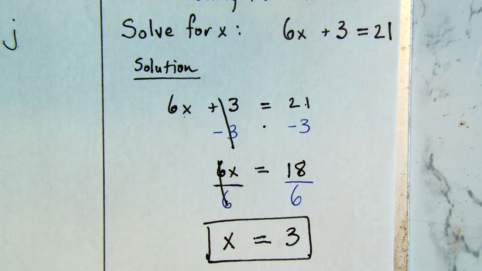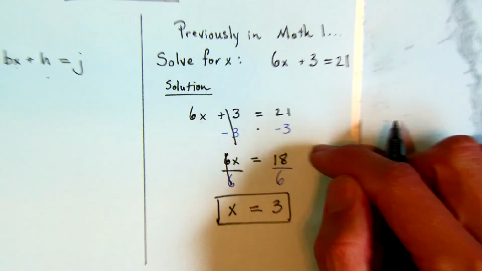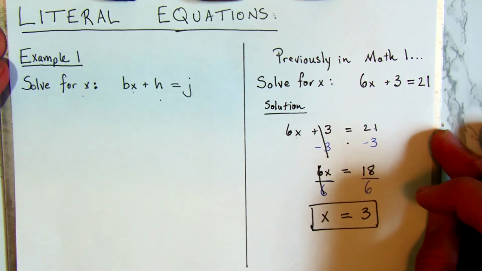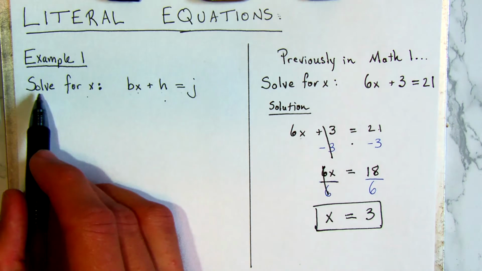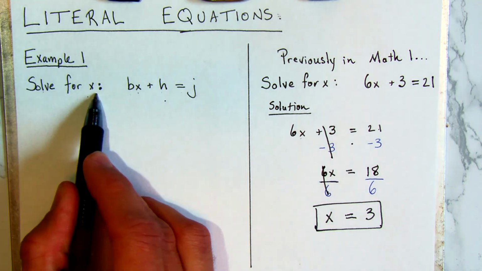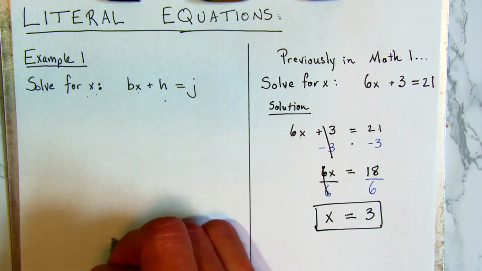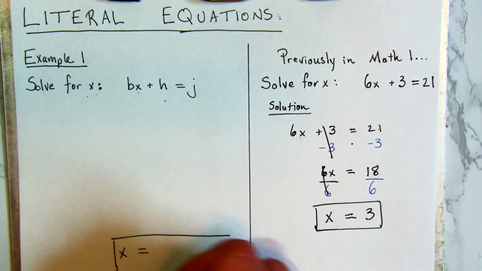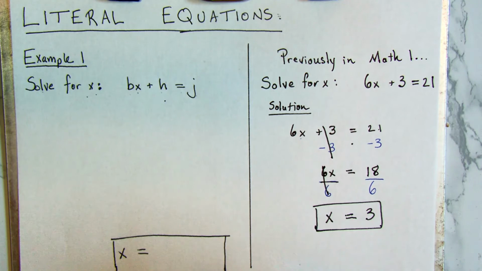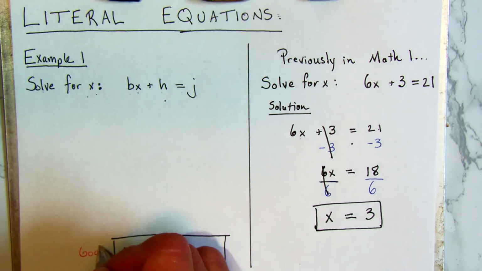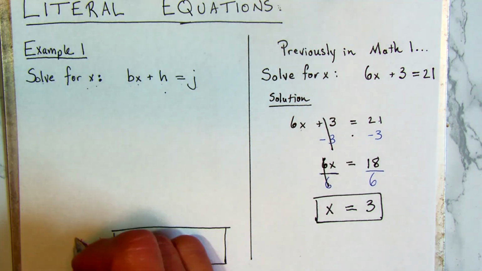Okay, so this is how we solve equations before, and we're going to use this strategy to help us solve the one over here, this new kind of equation, this literal equation. So first of all, it says solve for x. So my goal should be, at the end of the day, it's going to be x equals something. Alright, so there's my goal.